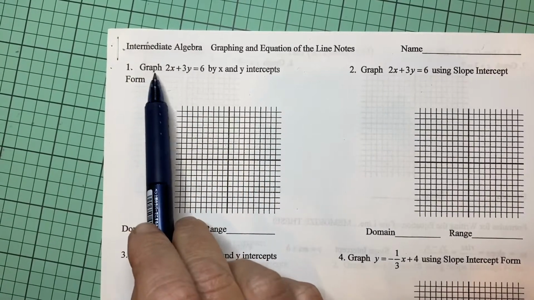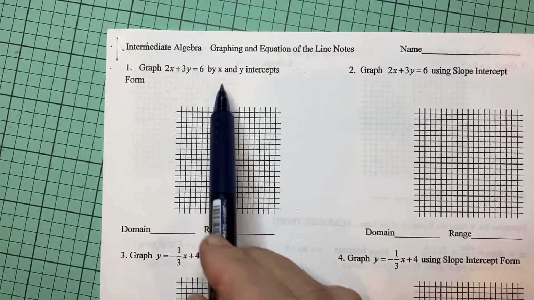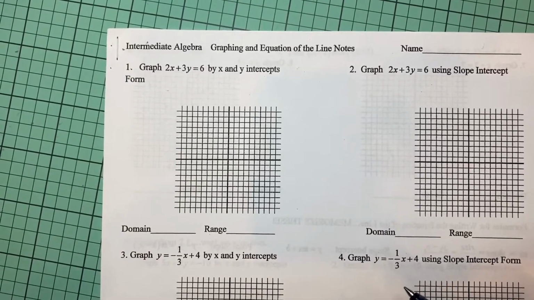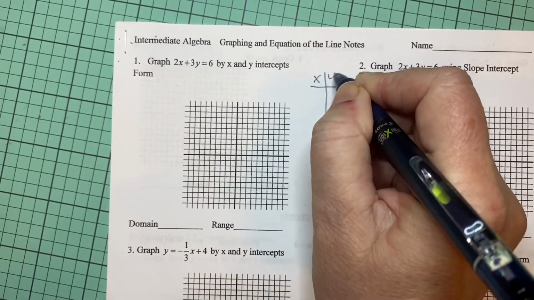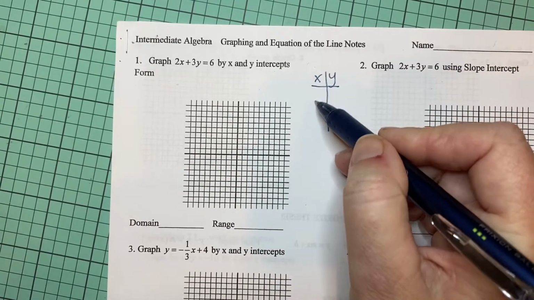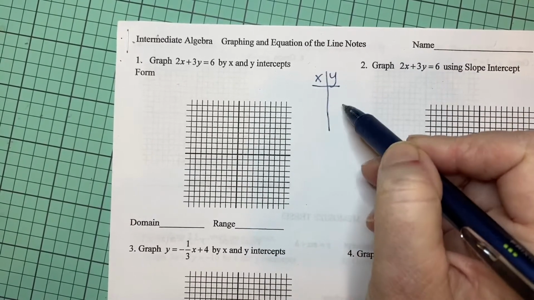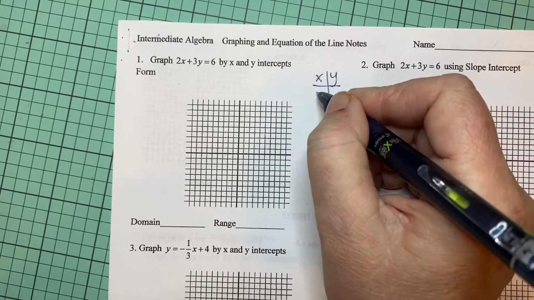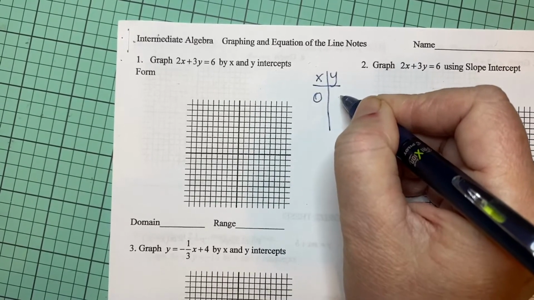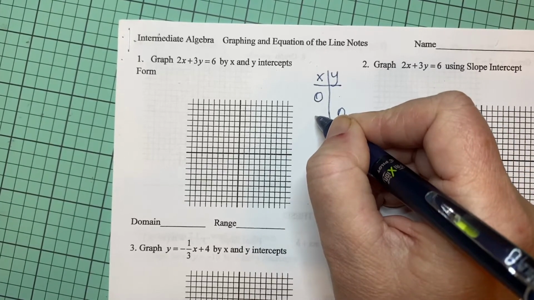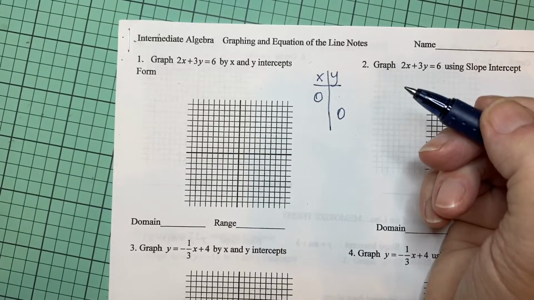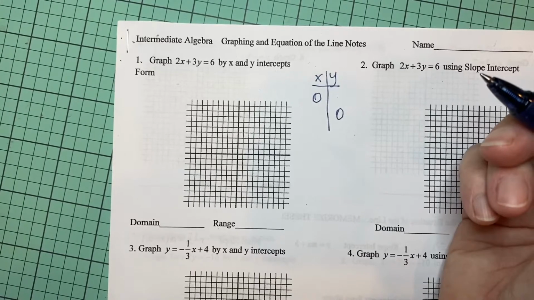So this says graph 2x plus 3y equals 6 by x and y intercepts. And so what that means is we're going to make our little chart like we talked about before, but instead of putting a bunch of numbers for x and solving for y, we're going to let x equal 0 and solve for y. And then we're going to let y equal 0 and solve for x. And that will give us our 2 points, and 2 points make a line.